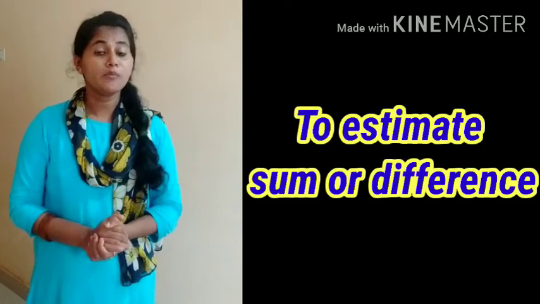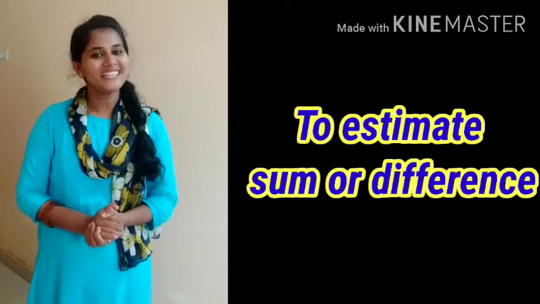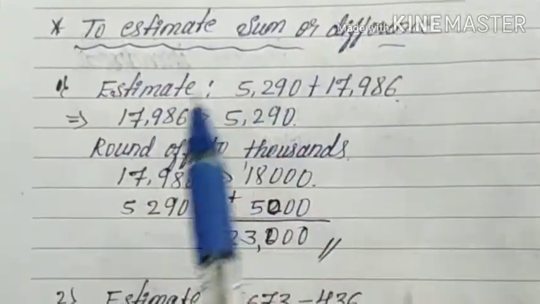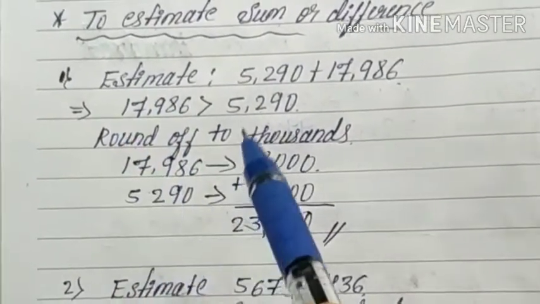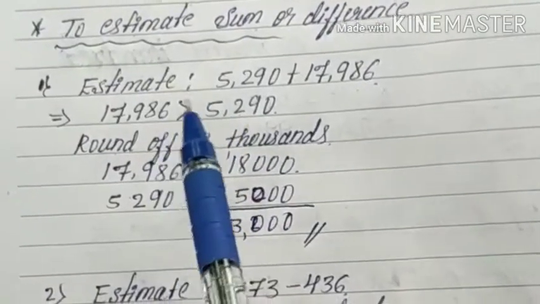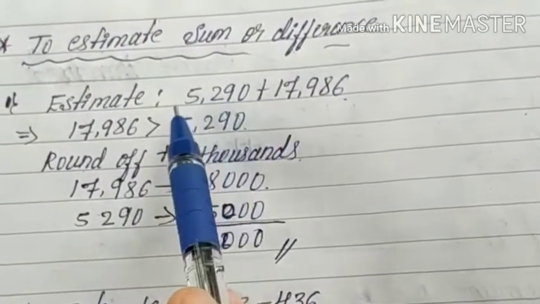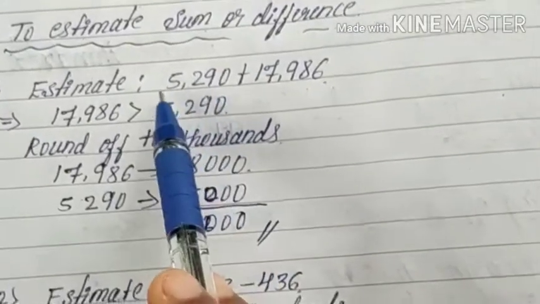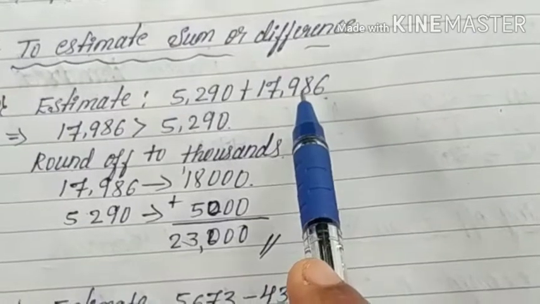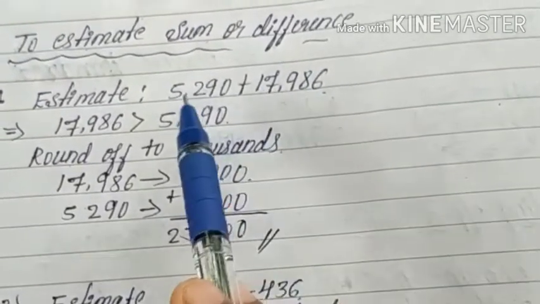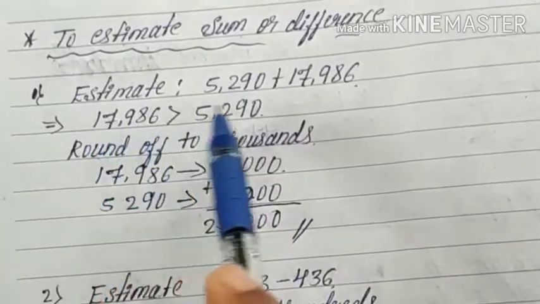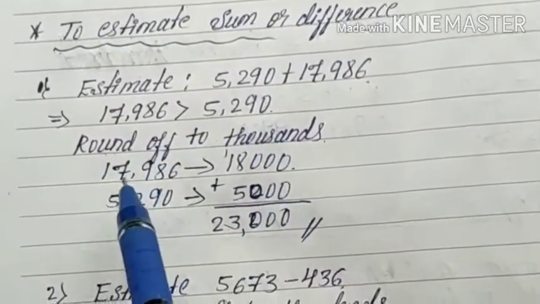How to estimate a sum or difference? Let's see all these things in my explanation zone. To estimate a sum or difference, first we have to estimate sums. Here one rule is there. 5290 is in the thousands. 17,986 is in the ten thousands, right? So you have to round these two numbers to the nearest 1000.